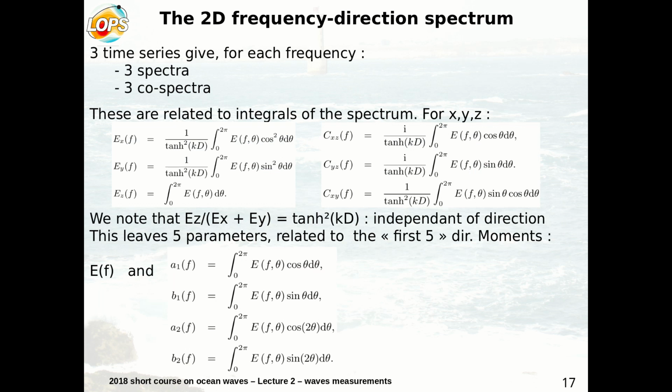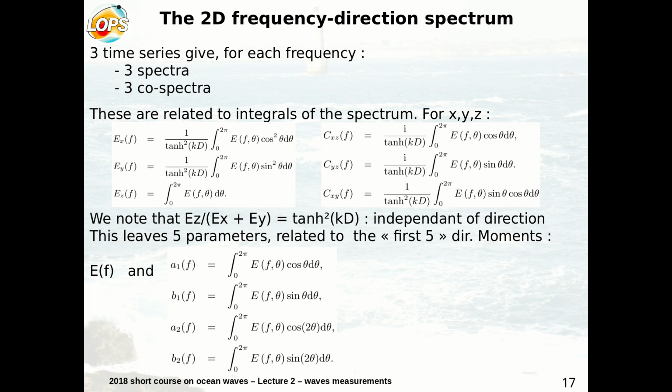So co-spectrum of x and z, y and z, and x and y. And these are all a function of the frequency, so we have 6 parameters. Okay? From 3 time series, we get 6 co-spectra. Now, what do we get from that? You can rearrange these parameters in different ways.